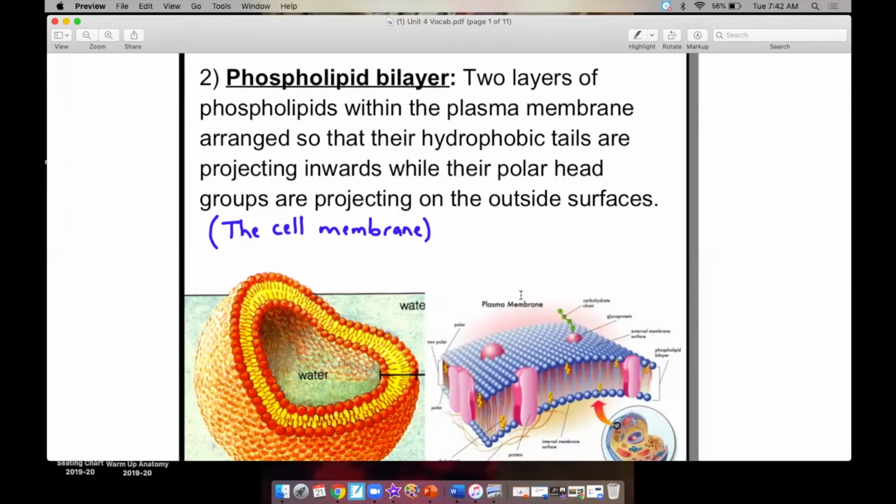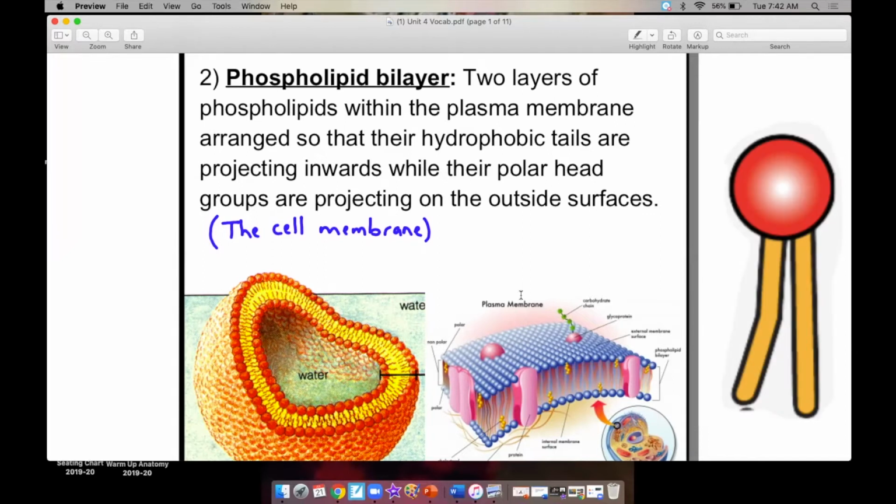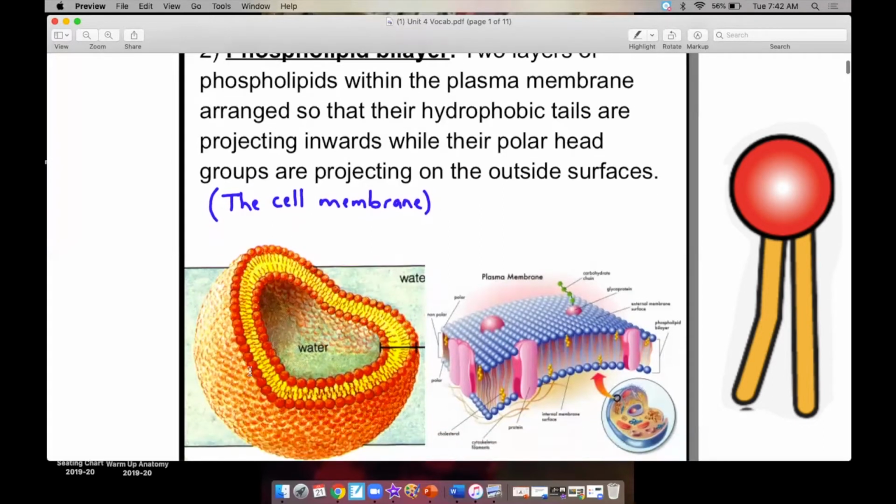Phospholipid bilayer. Your keystone definition, 2 layers of phospholipids. I'm pausing right there. What is a phospholipid? This is something from chapter 2. Remember the 4 macromolecules, proteins, carbohydrates, nucleic acids, and lipids. What makes up your fat? Phospholipid is a special kind of lipid that makes up your cell membranes.